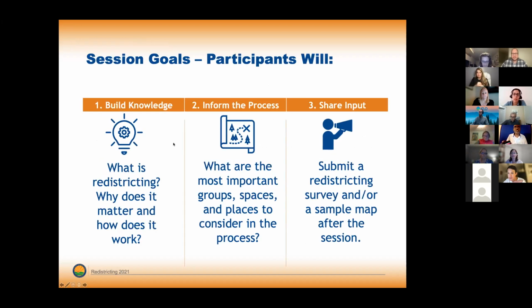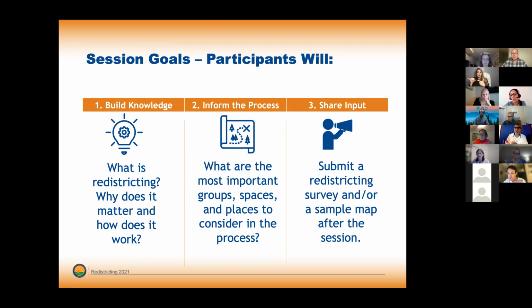The goals for this session. So what do we hope to accomplish tonight? So the goal for tonight is that participants will do 3 things. One is to build knowledge. We want everyone to be able to understand what redistricting is, why it matters, and how it works for Takoma Park.